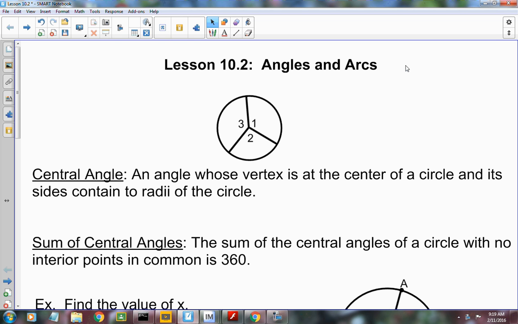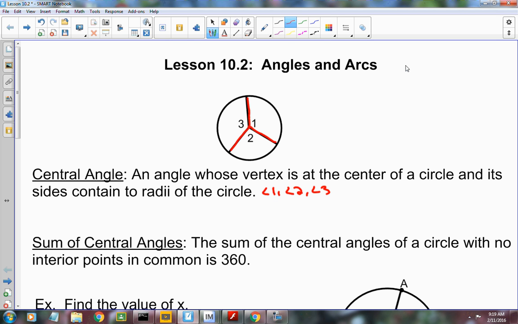The central angle is the angle whose vertex is at the center of the circle and its sides contain the radii of the circle. So it's a central angle, so its vertex is at the center. That's an easy way to remember that. These angles 1, 2, and 3 are all central angles because their vertex is at the center, and then the sides of the angles are radii of the circle. So they're all the same length, okay? They all intersect at the center and create those central angles.